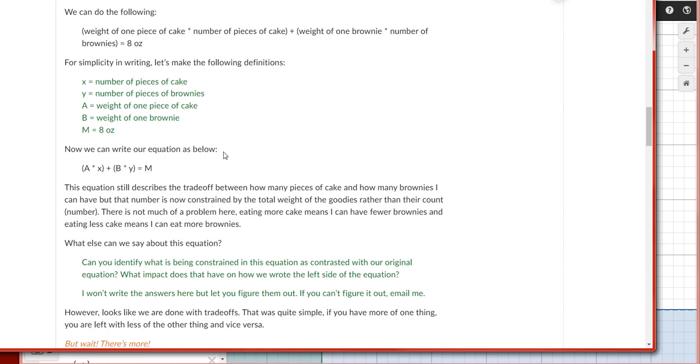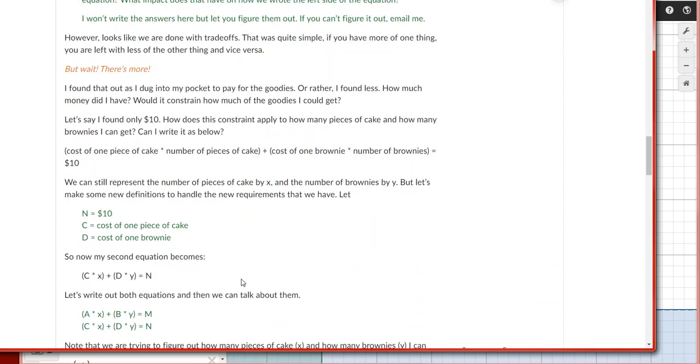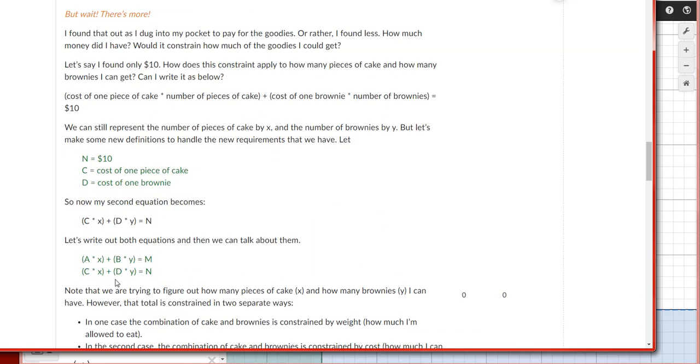Our constraints on the equations were the total weight of the cake plus brownies, and the second constraint was the total cost of the cake plus brownies. So we had these two equations. This is the model. Now let's figure out what we can get by putting in some numbers for these things. So that's what I'm going to do over here.